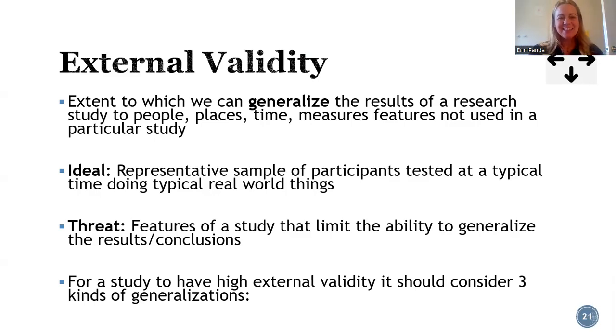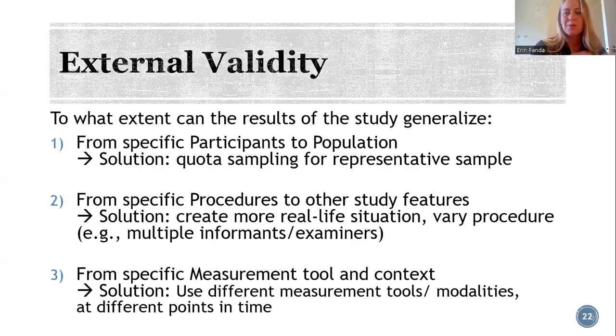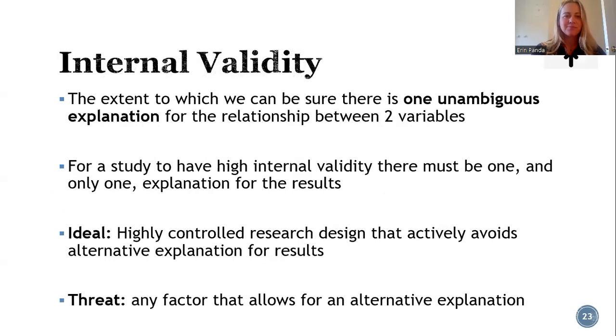Any threat to external validity would be a feature of a study that limits the ability to generalize the results or the conclusions. So for a study to have high external validity, you want to look at the participants and ask: are they representative of the population? What are the procedures? Are they representative of real-life situations? And what are the measurement tools and contexts that were studied? Do we think that we would get similar results if we used different tools and different contexts?